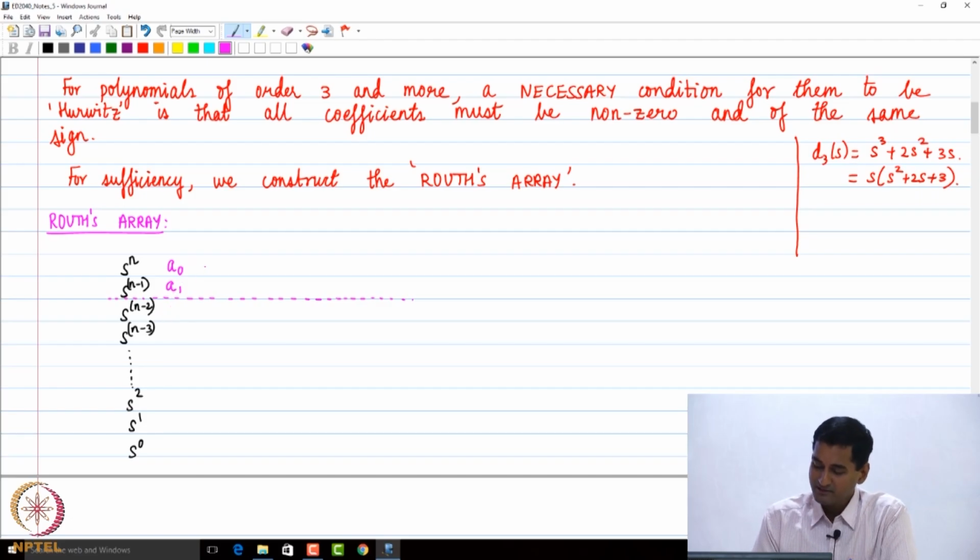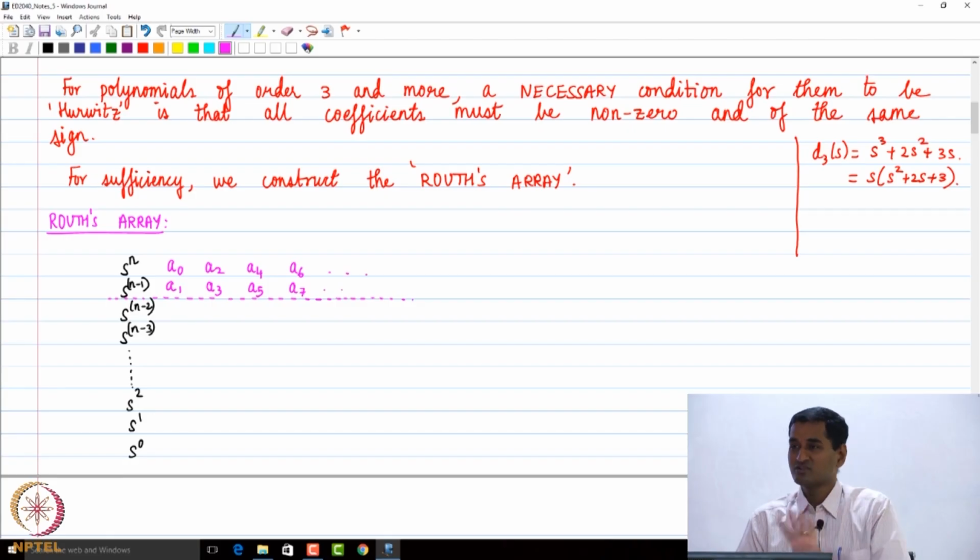I don't write it here, but I go here and write it as a2, then a3, a4, a5, a6, a7 and so on. I keep on going till I get exhausted and stop with the coefficients. That's step number 1. Is it clear? That's what we do to begin with.